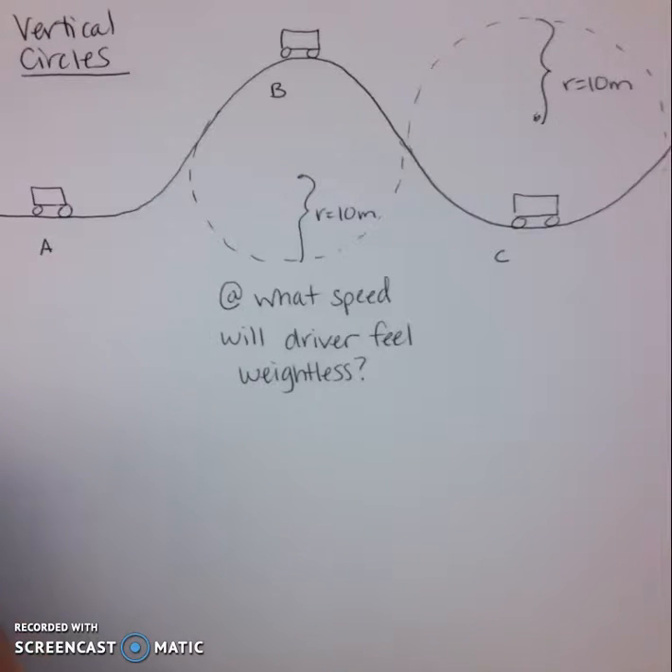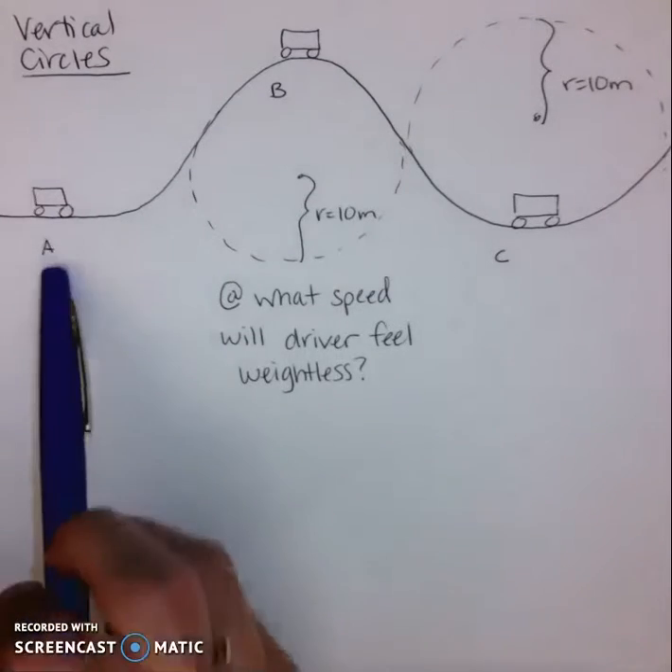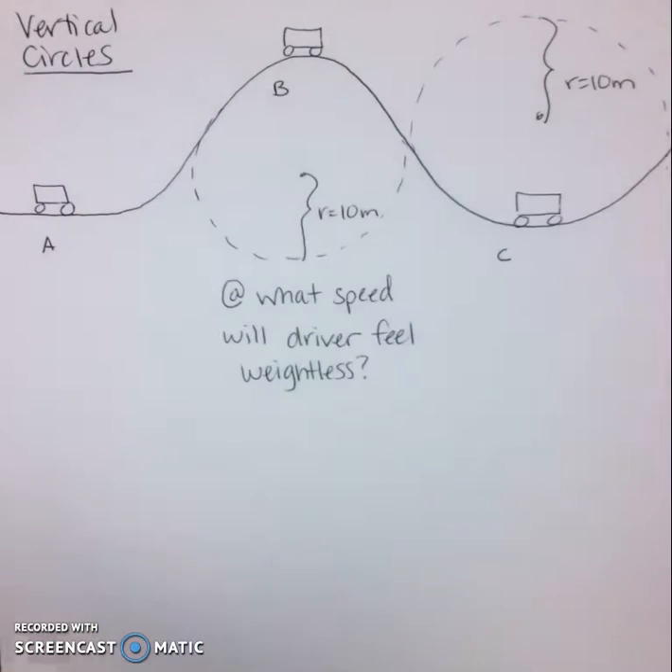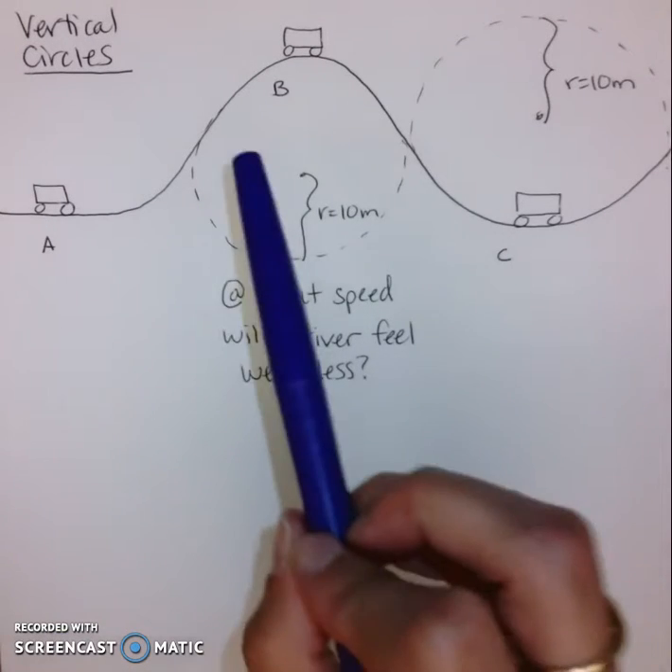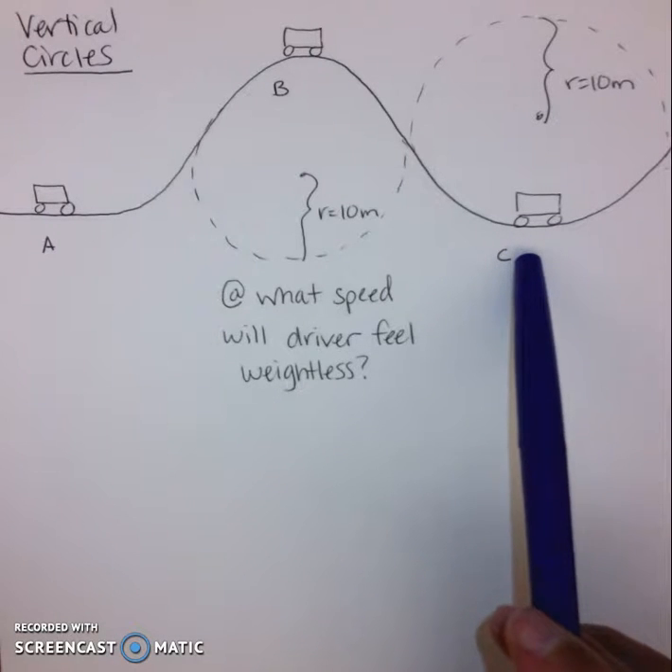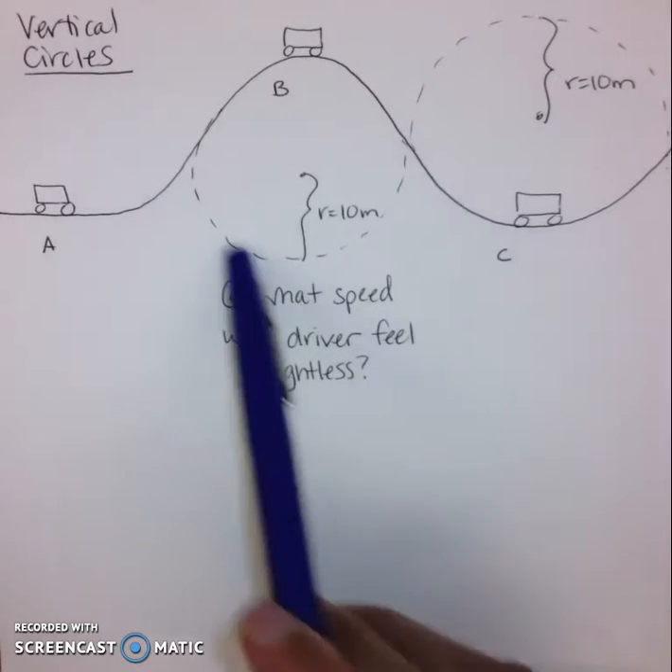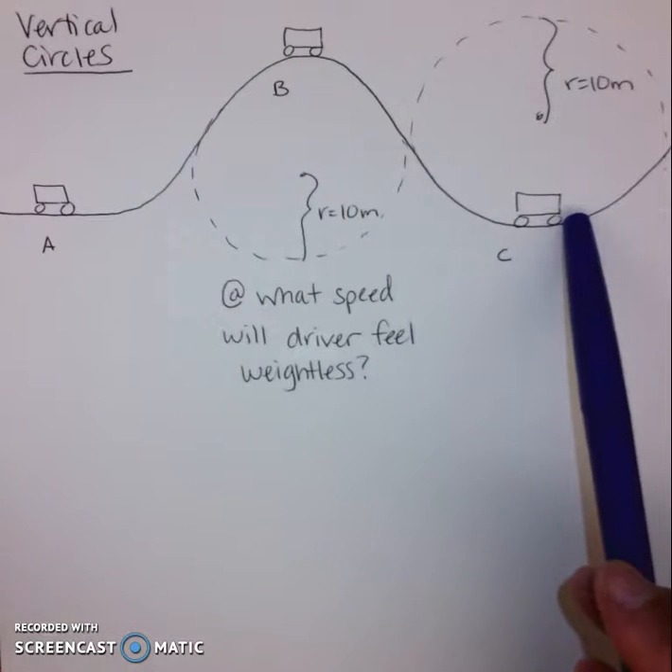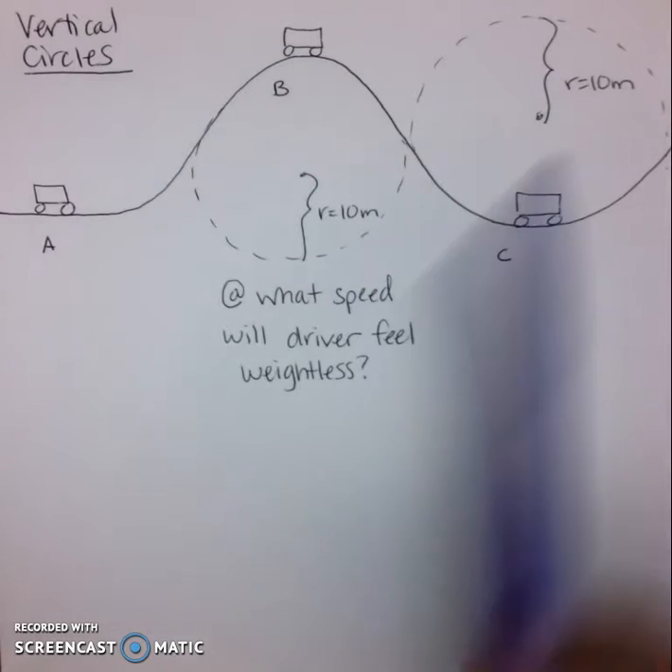All right, now that we've done 2 horizontal circle problems, let's do a couple vertical circle problems. So I have here a car that is at point A traveling with a constant speed, but then as he goes up over hill B, he's going to start to have an acceleration because he's moving in a circle. And then at point C, he's down at the bottom of the hill. As you can see, I've outlined where those vertical circles are based on the hill and the dip. Both of the circles have a radius of 10 meters.